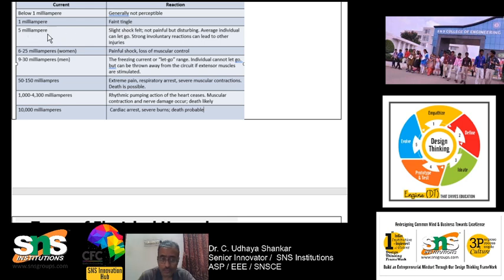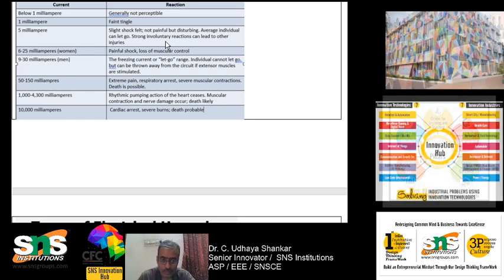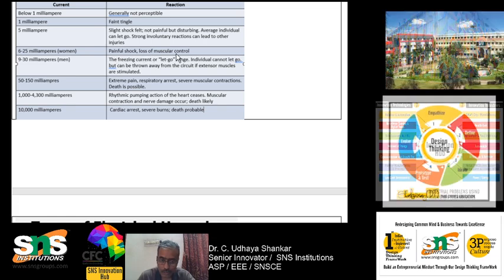If the current is around 5 milliamps, a slight shock is felt, but it is not painful, only slightly disturbing, and an average individual can let go, but strong involuntary reactions can lead to other injuries also. If it is greater than 5 milliamps, from 6 to 25 milliamps, a painful shock will be there, or loss of muscular control also.